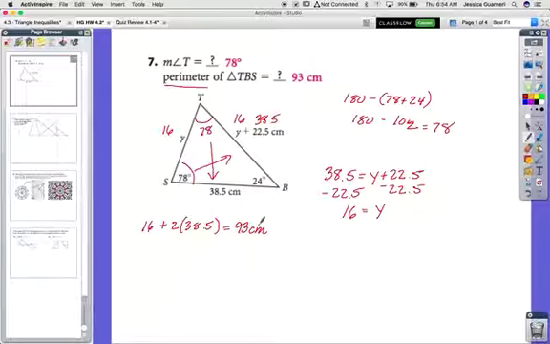Okay, tip on the quiz. If you don't have centimeters or if you don't have your little degree mark, I'm going to take a point off. So please make sure that you label everything like it should be labeled. All right, so that's number 7. Okay, let's go on here.